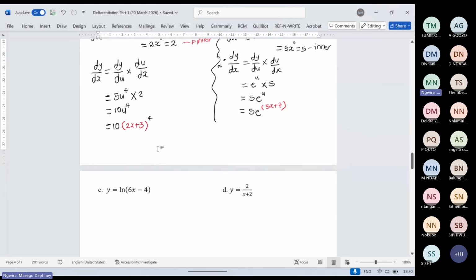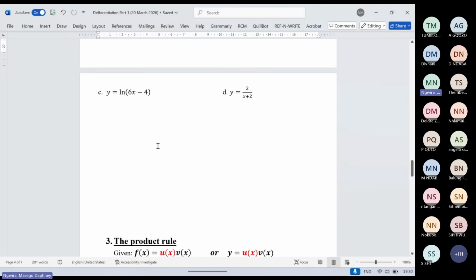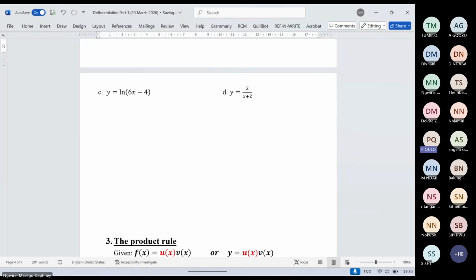Let's do C again. It's going to make sense. When you look at C, what's going to be your U? 6x minus 4. Exactly. That's my U. So we're going to do it again. I'm going to say let.